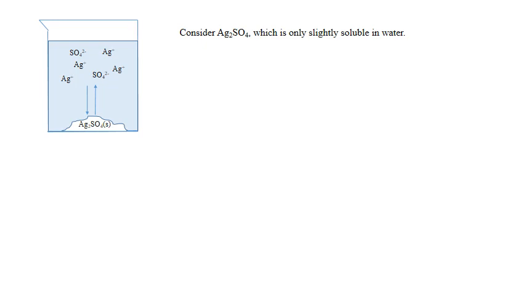So let's write down that equilibrium. Here it is. Silver sulfate solid in equilibrium with 2 silver ions and a sulfate ion in solution. We write an equilibrium constant for it. It has a special name. It's called KSP, for solubility product.